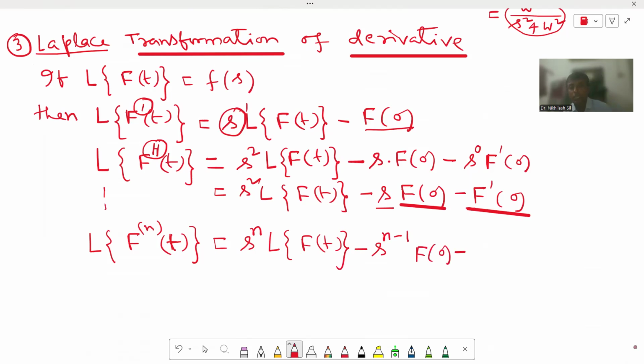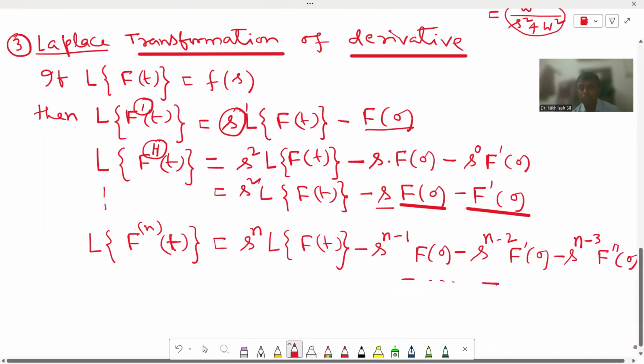Then again minus, because the sign of all other terms will be minus. Now the power of s will be decreased by 1 again, so s to the power n minus 2. Now we are taking the derivative of f and putting t equal to 0. So f dash 0, minus, again the power of s will be decreased by 1, n minus 3, f double dash 0. Okay? Minus dot dot dot minus. So what will be the last term? In the last term, the power of s will be 0, so there will be no s, because something to the power 0 is equal to 1. Now t will be 0.